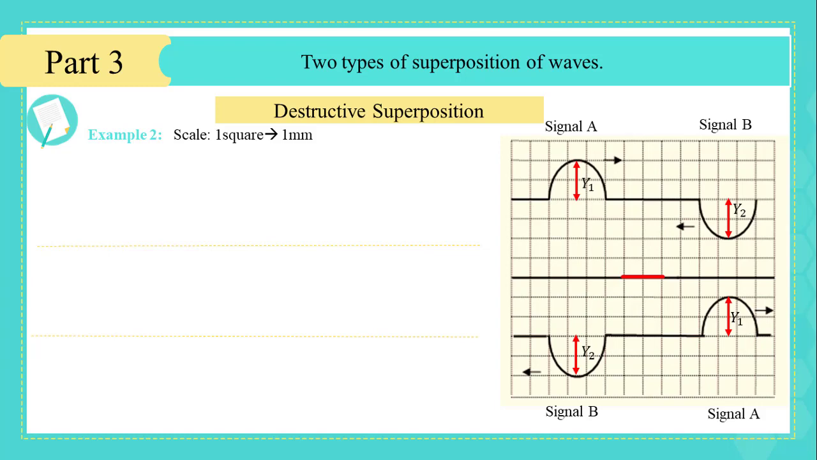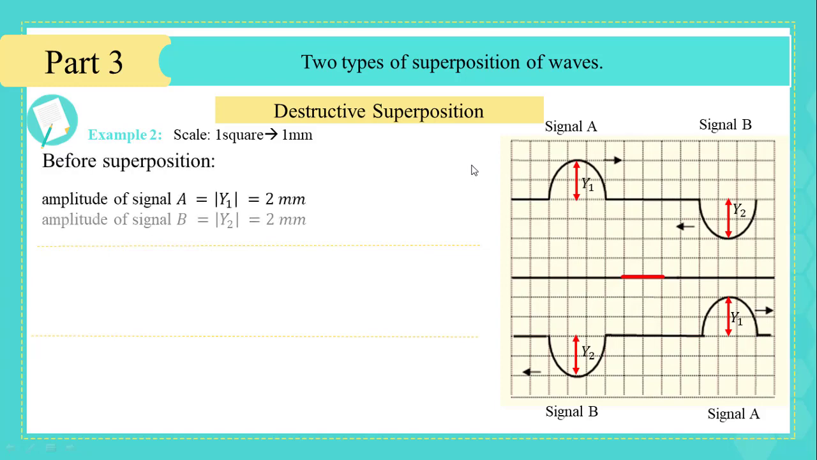Example number 2. Before solving the example, let's look at the diagram. What is remarkable about it? Let's see. In this example, we have two signals, A and B. A is a crest and B is at a trough. They are moving towards each other and they have equal amplitudes, which is equal to 2 mm.